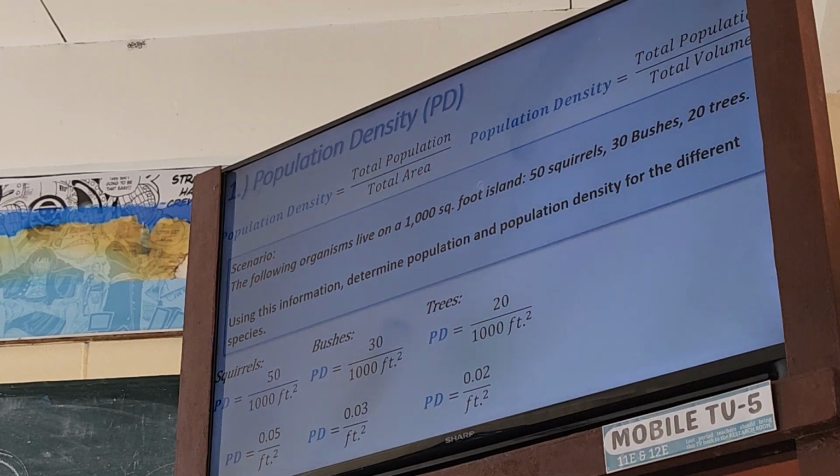There are chances, not zero. Choose the answer. Possibilities. Chances are, for every square foot there's 0.05 squirrels. See? Because you cannot appreciate it.